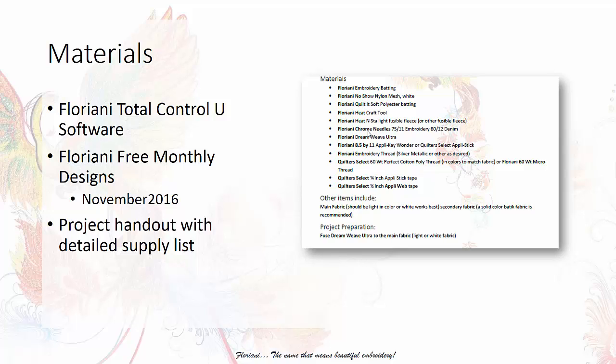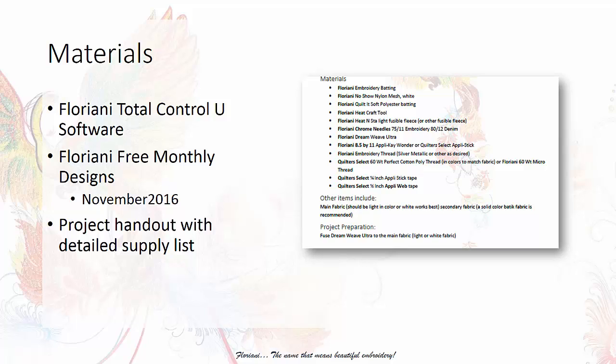Quilter Select 1/4 inch applique tape, or you could use Floriani Applique Wonder Tape in 1/4 inch. This is for the binding at the end. I have a technique for doing my binding where I use the tape. I hold the binding in place so I can stitch it from the front, and I get wonderful results.